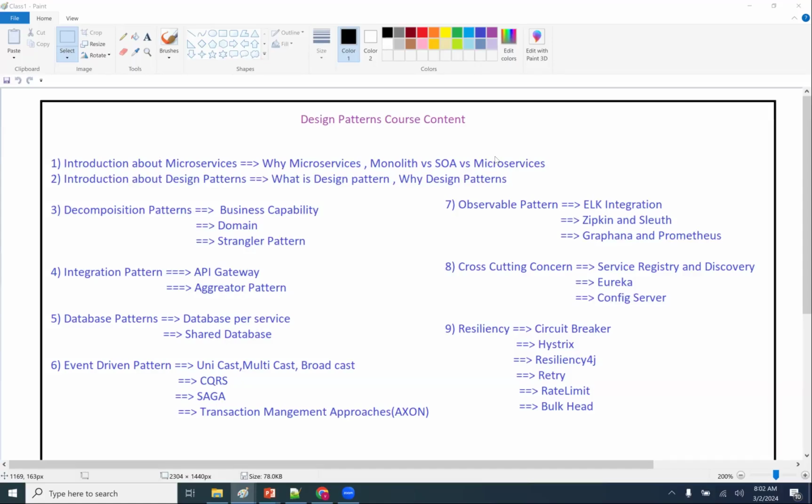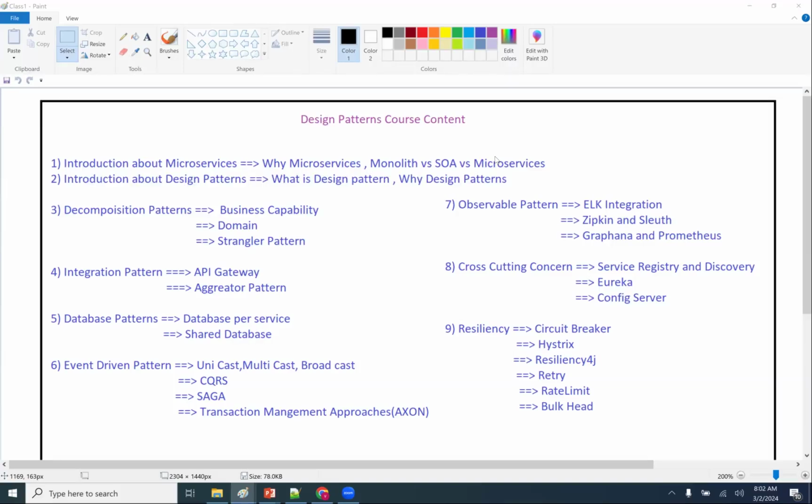Sir, one more question. Sir, you said that you'll cover the 12 factor principles, right? Yes, it will be there.